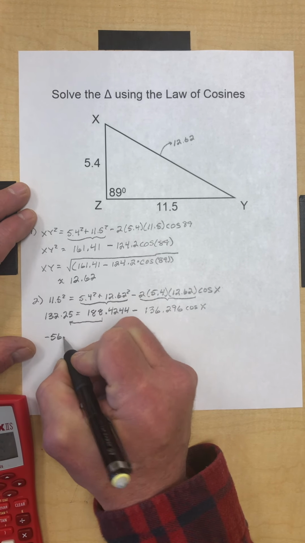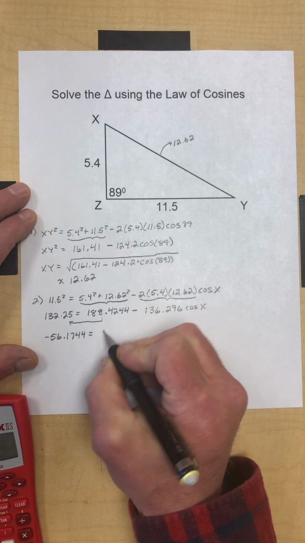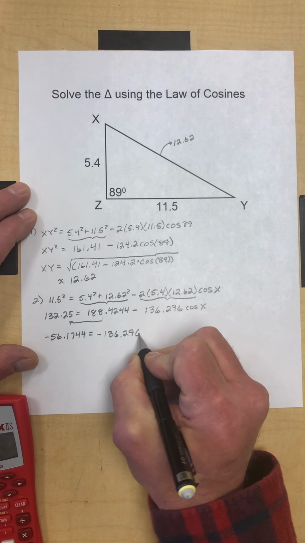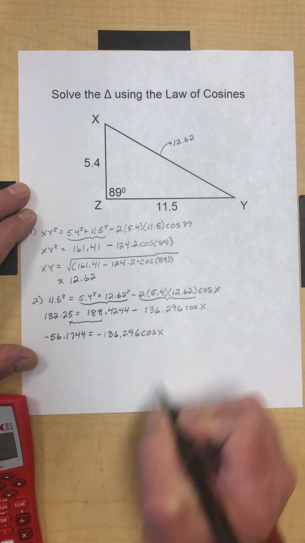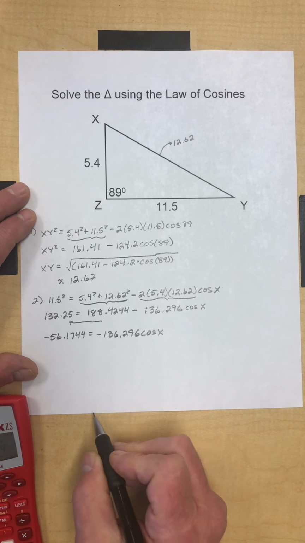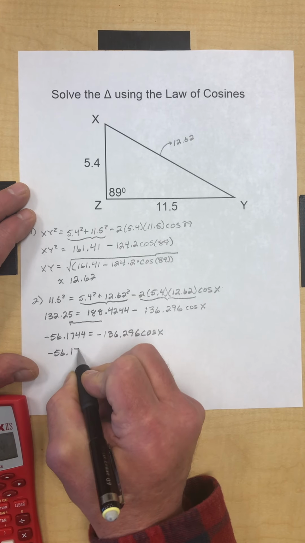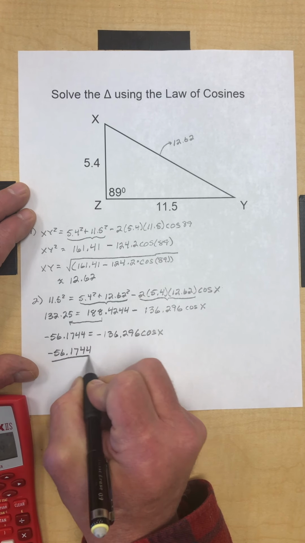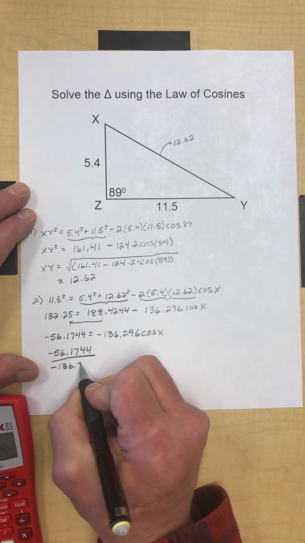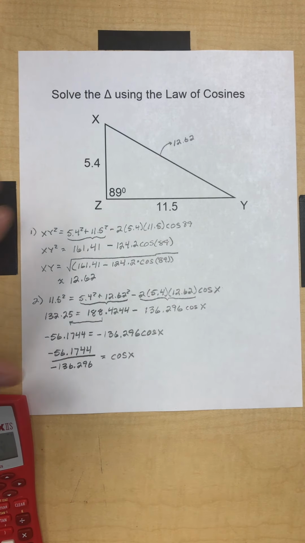I get a negative 56.1744 equals, don't forget this negative sign, negative 136.296 cosine of angle x. So now I got to divide both sides by this negative 136.296. So I go negative 56.1744 divided by this guy, negative 136.296. So that equals the cosine of angle x.